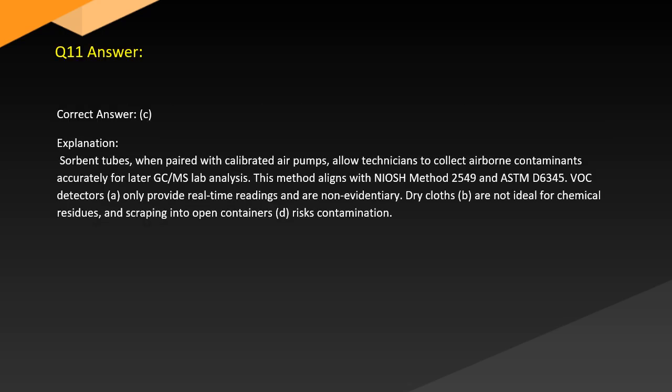Answer. Correct answer: C. Explanation. Sorbent tubes, when paired with calibrated air pumps, allow technicians to collect airborne contaminants accurately for later GC-MS lab analysis. This method aligns with NIOSH Method 2549 and ASTM D. VOC detectors, A, only provide real-time readings and are non-evidentiary. Dry cloths, B, are not ideal for chemical residues, and scraping into open containers, D, risks contamination.